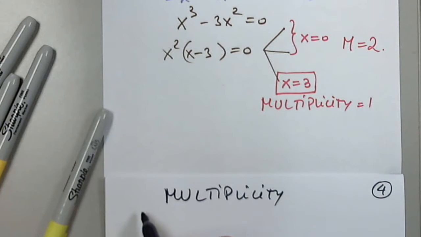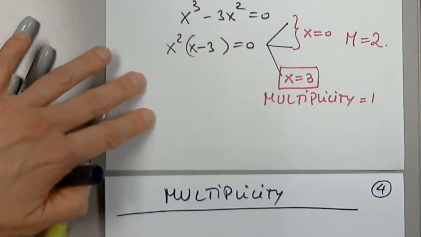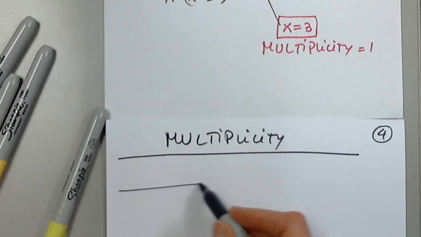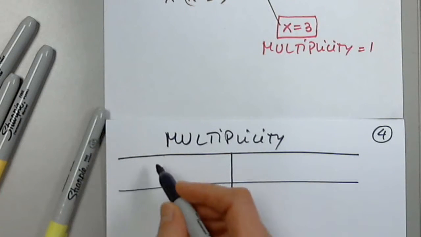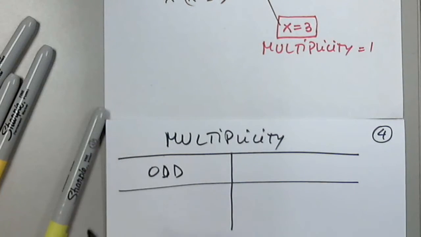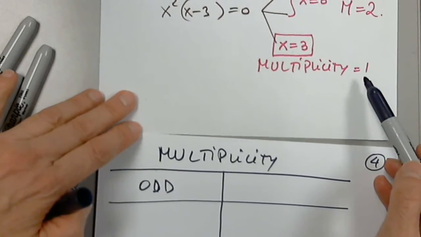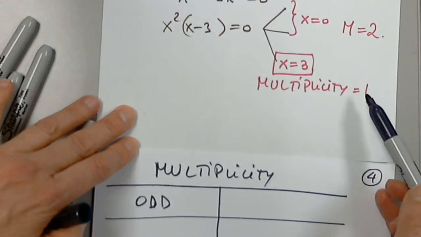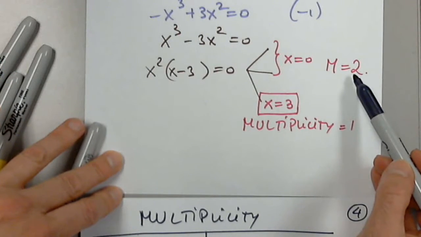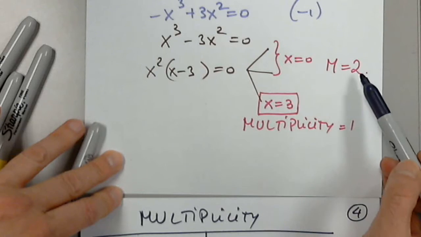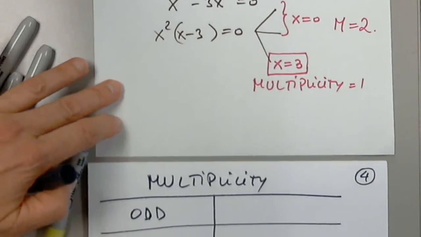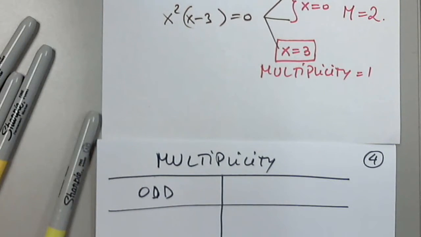Multiplicity. They are of two types: odd and even. Multiplicity has nothing to do with symmetry. In other words, x equals 3 has an odd multiplicity, because it's 1. X equals 0 has an even multiplicity because x equals 0 appears twice. So a multiplicity can be an odd number or an even number.